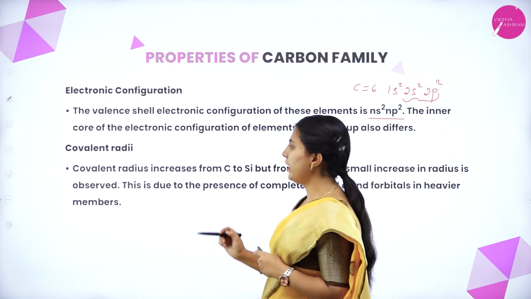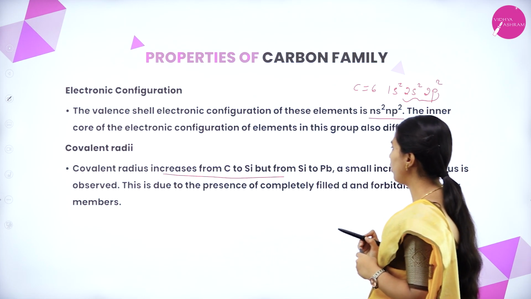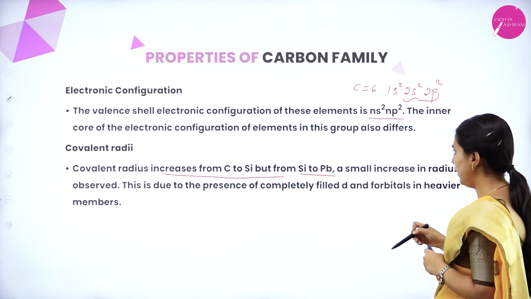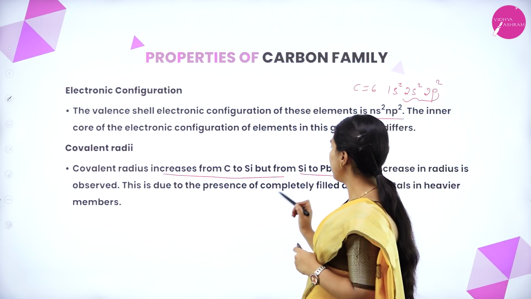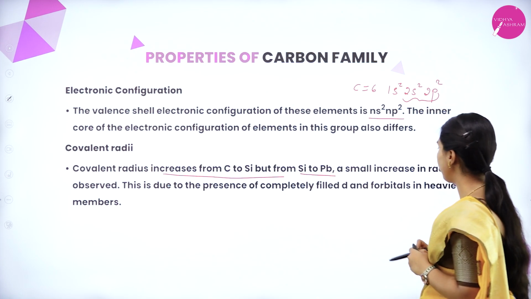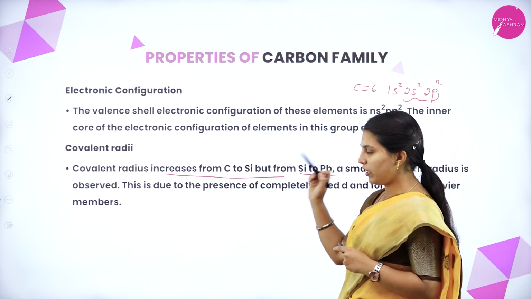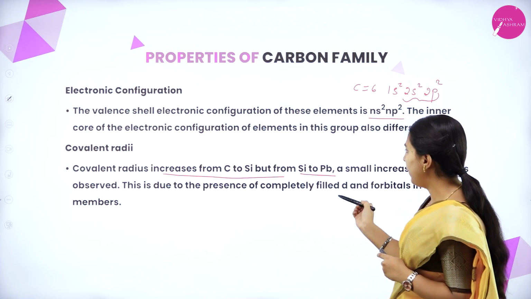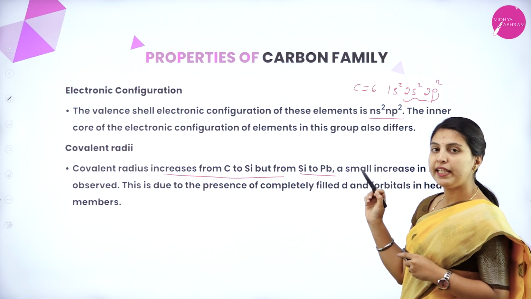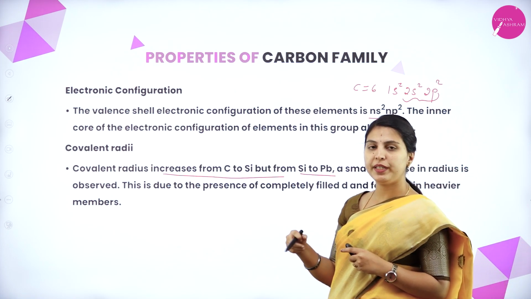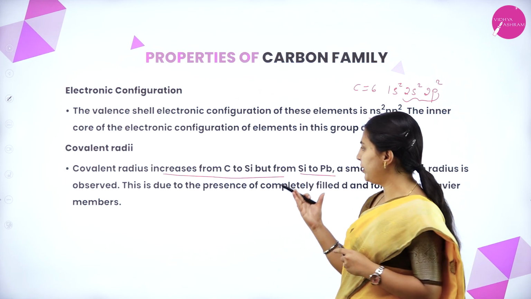Next, covalent radii. The covalent radius increases from carbon to silicon. From silicon to lead, a small increase in radius is observed. This is due to the presence of completely filled d and f orbitals in heavier members. From carbon to silicon, the covalent radius increases, but from silicon to lead, only a small increase is observed, because the d and f orbitals interfere in the heavier elements.